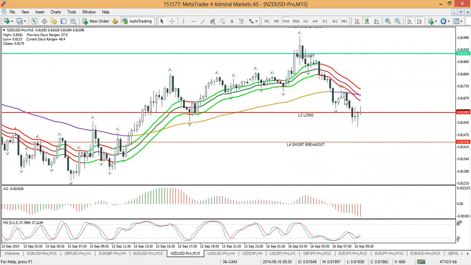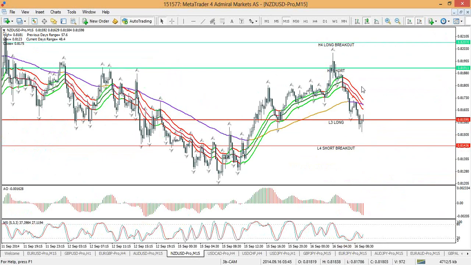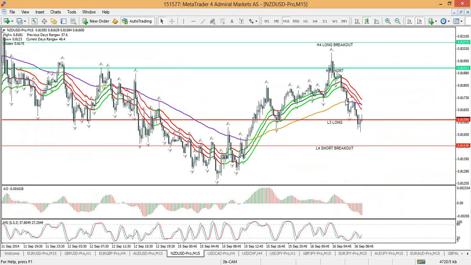Kiwi, the angle of the Kiwi seems a bit flatter. Depends on how much we zoom in and out as well, so you have to be careful of that. If you zoom in a lot, you're going to see flat 21 moving averages. If you zoom out a lot, you're going to see it very steep. So you have to find a balance.